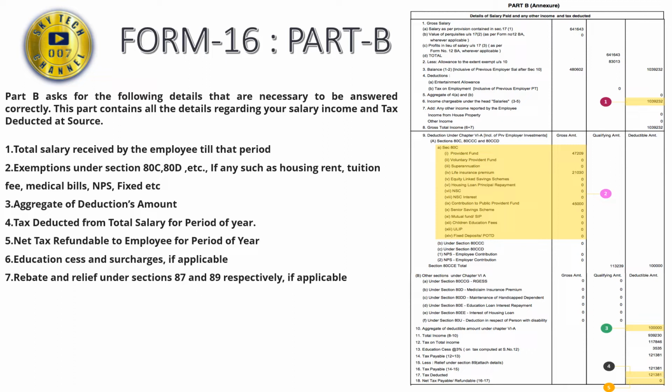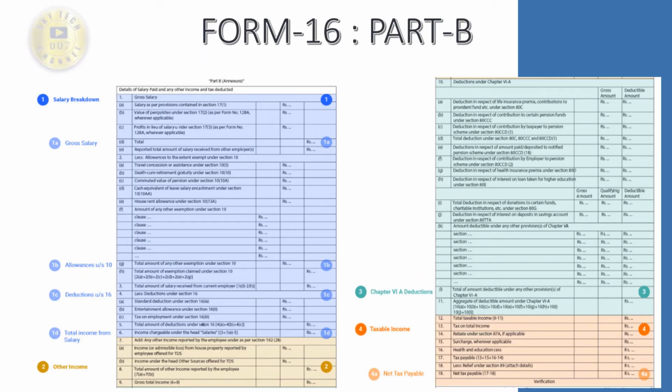5. Net tax refundable to the employee for the period of the year. 6. Education cess and surcharges, if applicable. 7. Rebate and relief under Sections 87 and 89 respectively, if applicable. Form 16 Part B, screenshot below.